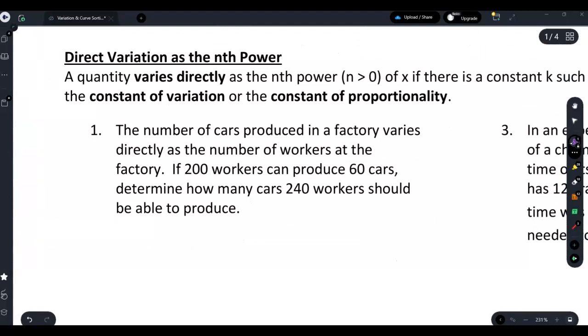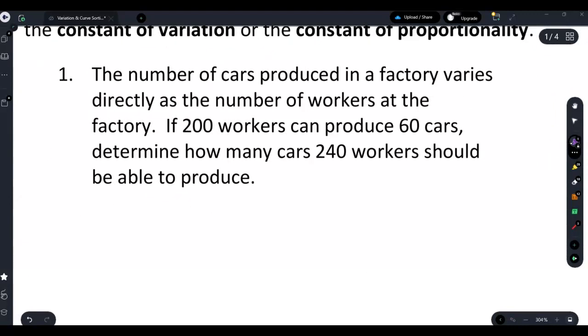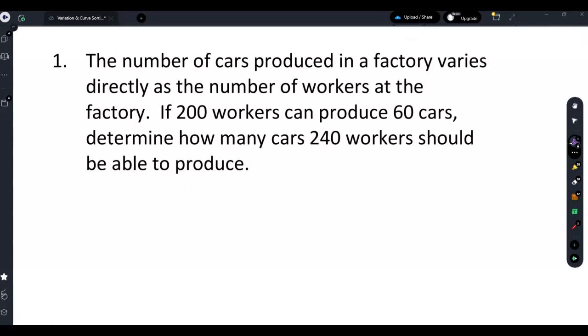All right, so let's look at the first problem here. The way I like to approach these problems is I like to just read them a little bit at a time. I stop every time I have a punctuation mark. So every time I get to a comma or a period, I stop and assess what I can get from that information. If I just start reading here, it says the number of cars produced in a factory varies directly as the number of workers at the factory. And then there's a period here, so I'm going to stop at that point.